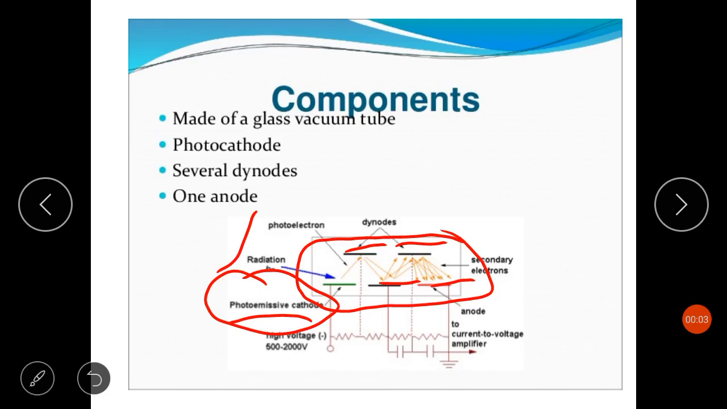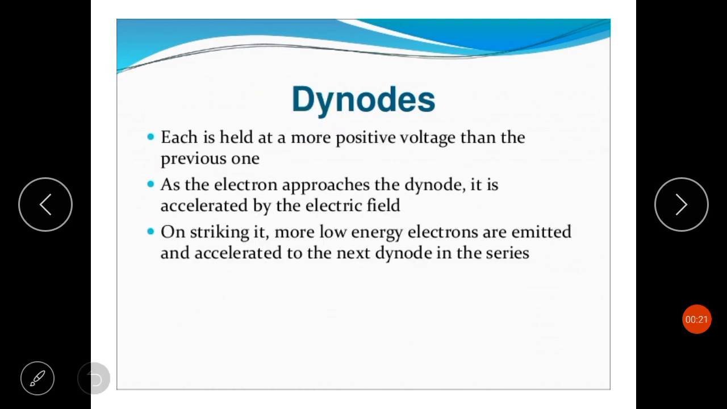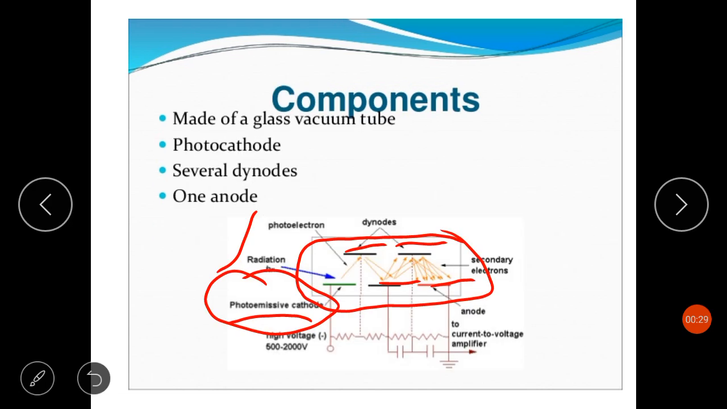Hello students, in this lecture also we'll continue with the photomultiplier tube only. In the last lecture I discussed the construction of the photomultiplier tube. Let's discuss the working: how the additional electrons are emitted, or how the photoelectric current gets amplified inside the photomultiplier tube.